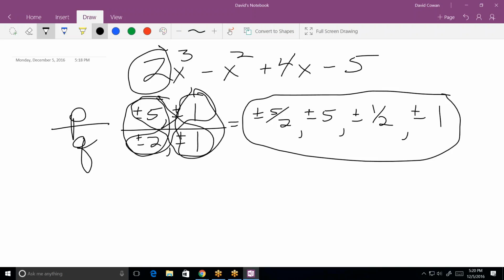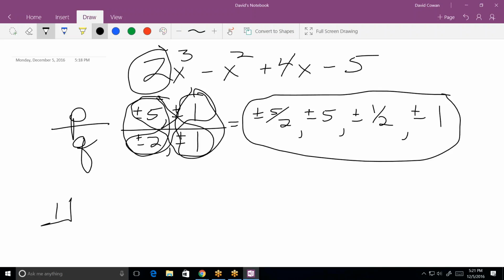And it's a trial and error process after that. You've got to just keep on doing it. You have to just pick one and use synthetic division, because that's the quickest way to do it. So I always start with 1.